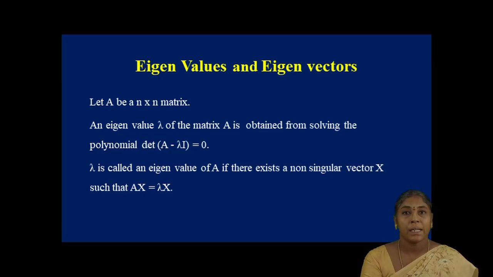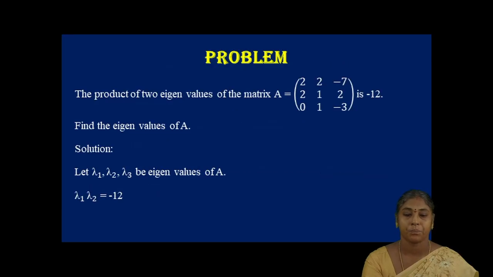So, let A be an n cross n matrix. It is a square matrix of order n. An eigenvalue lambda of the matrix A is obtained from solving the polynomial determinant of A minus lambda I equal to 0. Lambda is called an eigenvalue of A if there exists a non-singular vector x such that Ax is equal to lambda x. So here lambda is the eigenvalue and x is the eigenvector for a given matrix A. Let's move on to the problem.